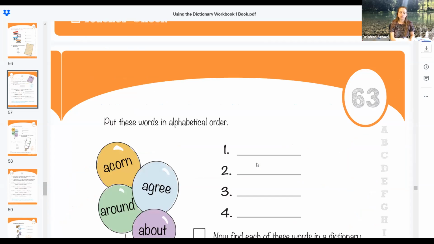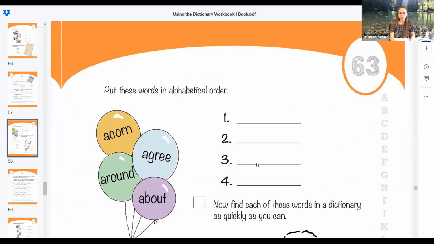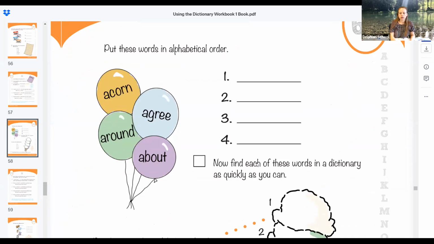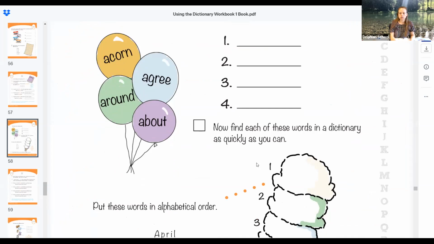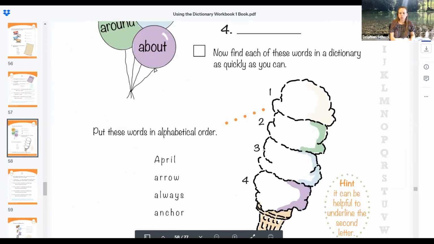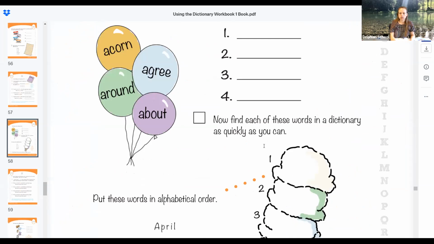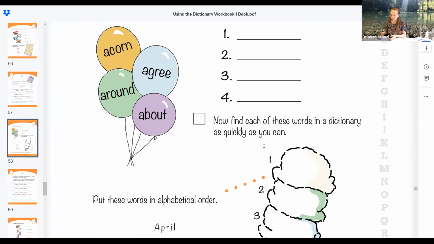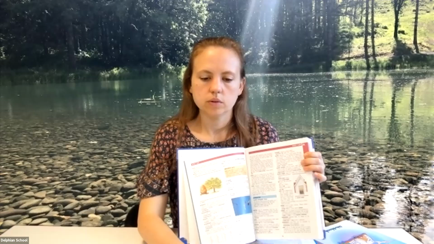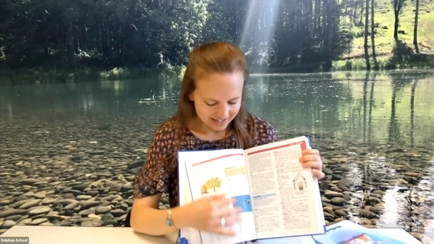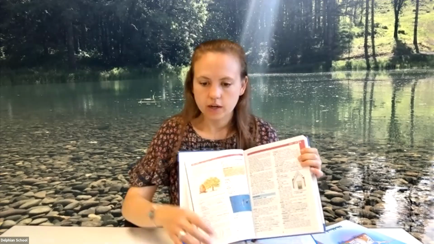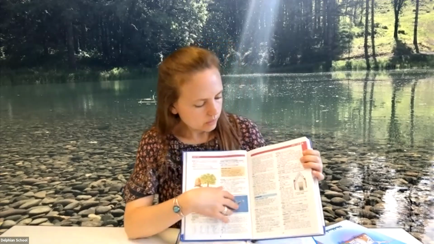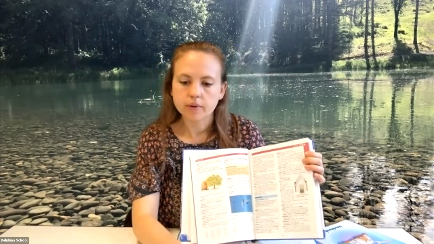Okay, good. So we're going to put some more words in alphabetical order. Acorn, agree, around, about. And now we're going to try to find these words in a dictionary as quickly as we can. It should be pretty easy because they're all going to be pretty much on the same page. So I'm going to go back to you being able to see me. Hi. Here I've got acorn. Shoot, I already forgot the next word. Will somebody tell me what the next word was? I don't remember. I should have written it down.